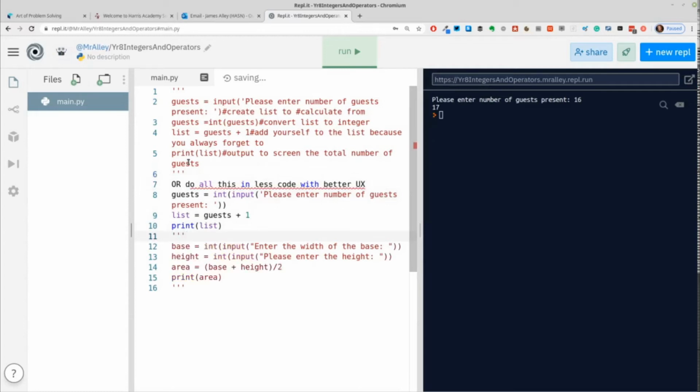So if I comment those out, I have my commented out. What's the purpose of comments? So up here, create a list, calculate from guest, or do all this in less code with better UX. So what comments are for are to tell you what a specific line of code or a function or a chunk of code or what this program does.